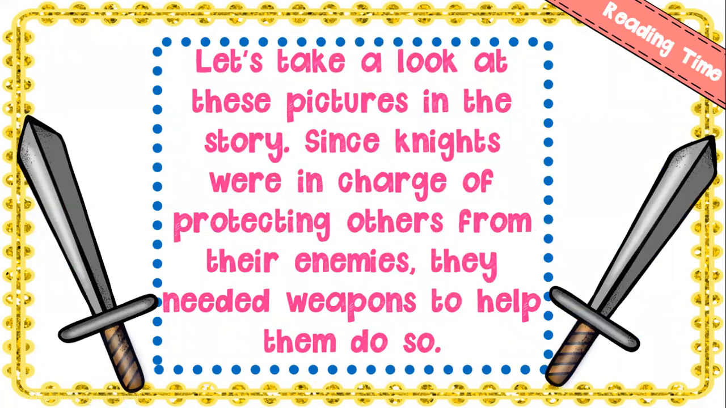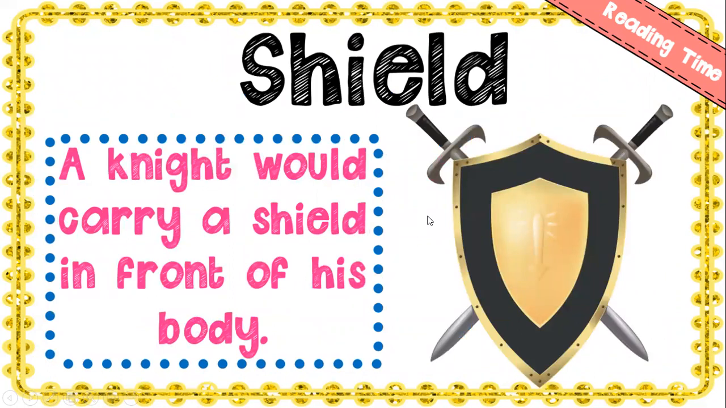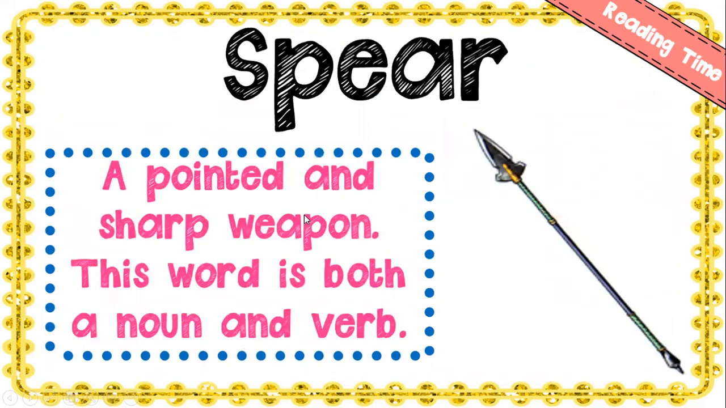Since knights were in charge of protecting others from their enemies, they needed weapons to help them do so. Now, some of these weapons were a lance, which this is a lance. It's a long pole that knights would usually hold on while on horseback. A shield, these were really heavy. A knight would carry a shield in front of his body. This would protect him from his opponent. A pointed or sharp weapon is a spear. This word can be used as a noun or a verb. So the actual using the spear, you are spearing the knight.